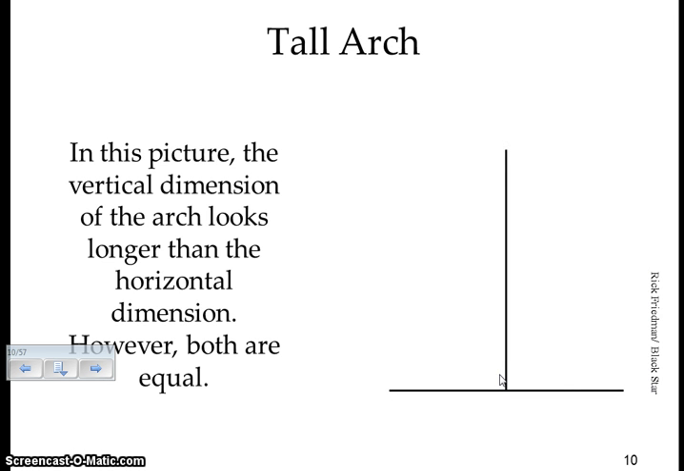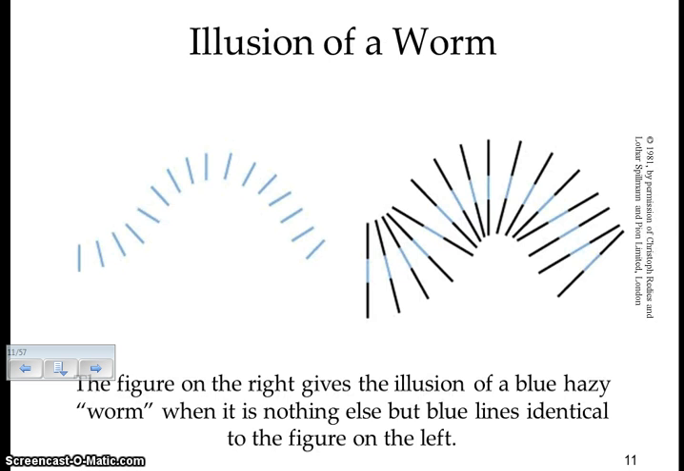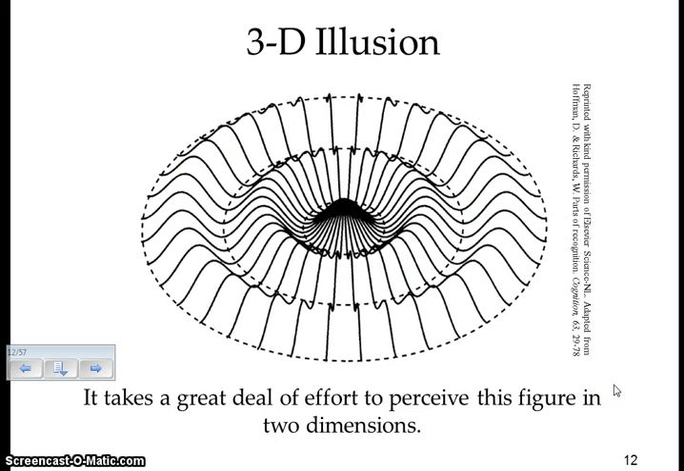But here we go. Same dimensions. The illusion of the worm. If you look at the figure on the right, it gives the illusion of this blue kind of hazy thing right there, when it's nothing else but blue lines that are identical to the figure on the left. So blue lines, they're the same. 3D illusion. It takes a great deal of effort to perceive this figure in 2 dimensions. See, this is a flat surface, but because it has these nice wavy lines, it makes us think that this is 3D or 3-dimensional.